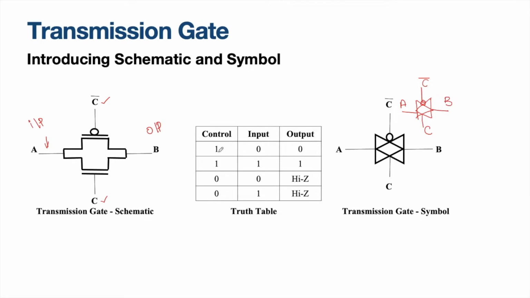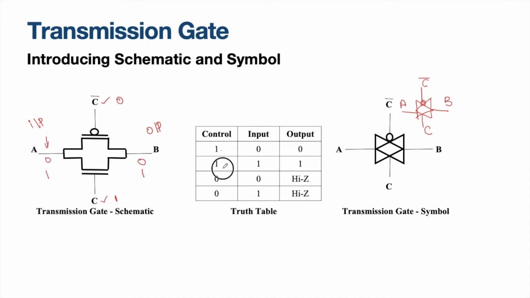If the control signal is 1, what happens to C bar? C bar will be automatically 0. When we pass 1 to an NMOS transistor and 0 to a PMOS transistor, both the transistors switch on. When both are on, whatever is in input will be traveling to the output. If it is 0, the output will be 0. If it is 1, the output will be 1. That is what is given here.